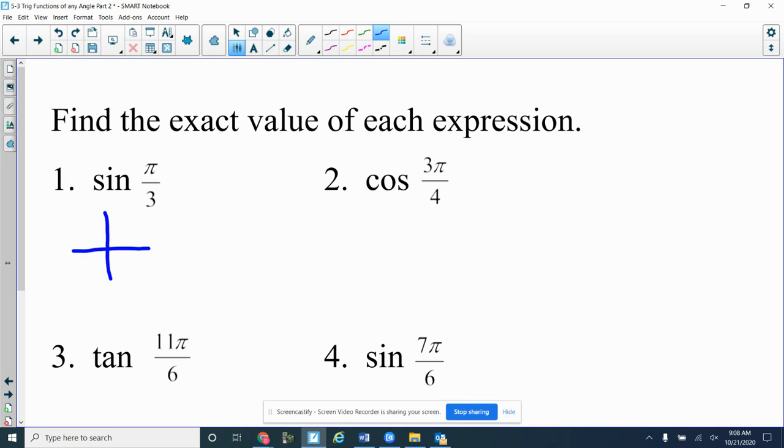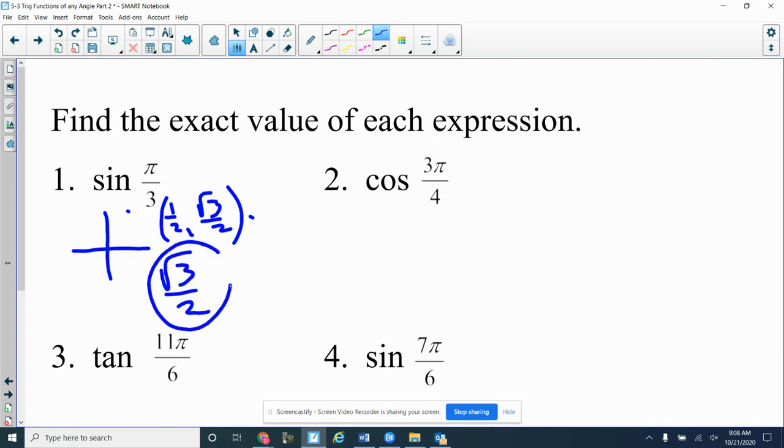What quadrant is pi over 3? Quadrant 1. Lauren, can you tell me the coordinates at pi over 3, both the x and y coordinate? 1/2 and radical 3 over 2. Good. The sine of an angle is which value, the x or the y? It's the y. Therefore, the sine of pi over 3 is radical 3 over 2. That's all it's doing.